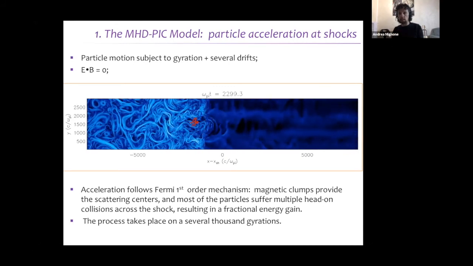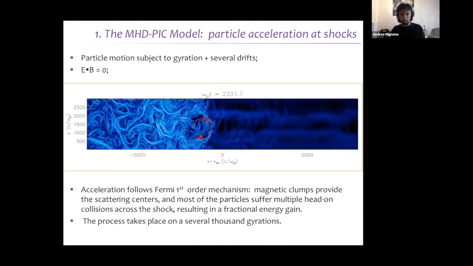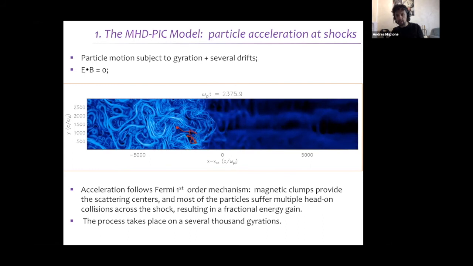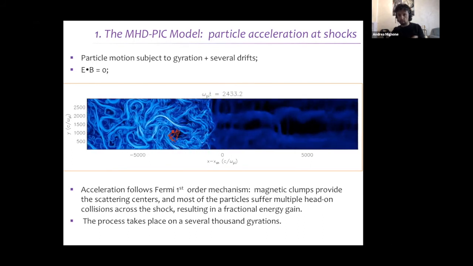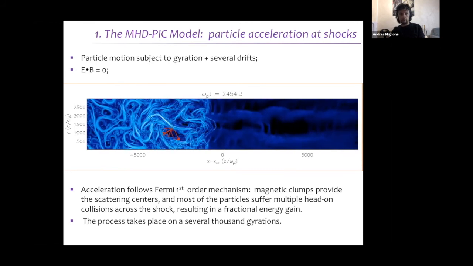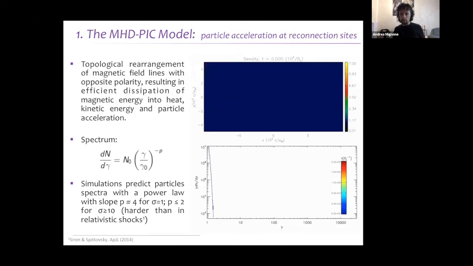So this is really modeling microphysics. The process takes place after several thousand gyrations. This is important to remember. Okay, you can also apply the MHD-PIC model to more complex environments such as reconnection, for example.